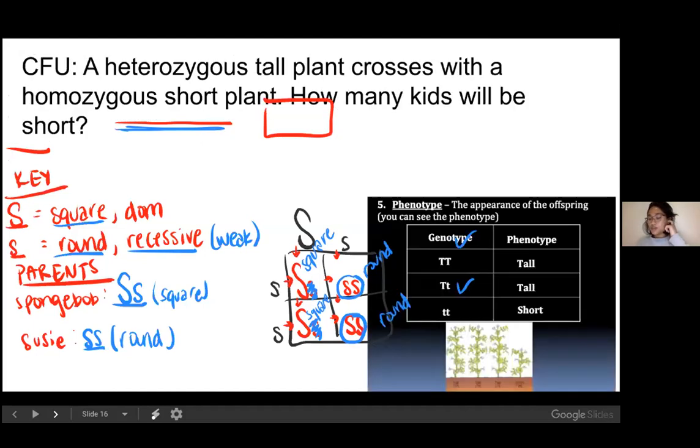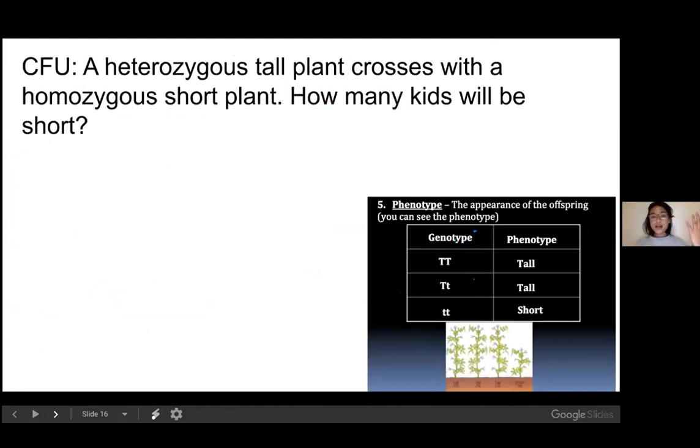All right, so moving on. Let's go ahead and try one last problem together. A heterozygous tall plant crosses with a homozygous short plant. How many kids will be short? Interesting problem. We have to specifically find out which kids are going to be short. So let's go ahead and start off by always writing our key.